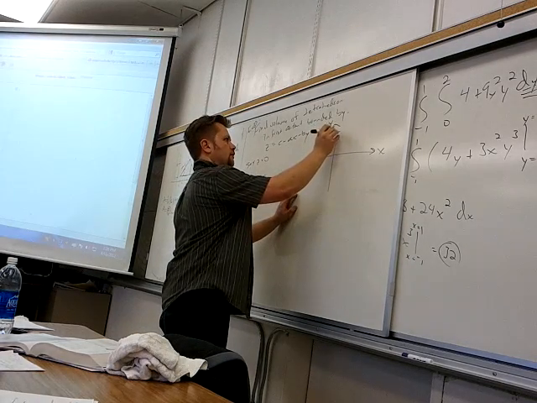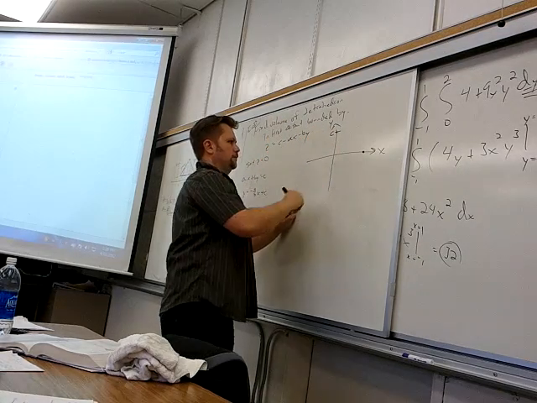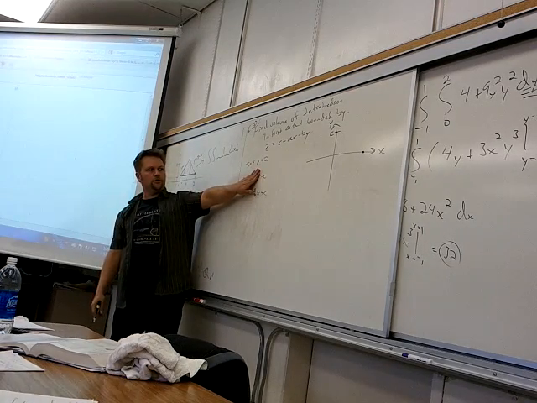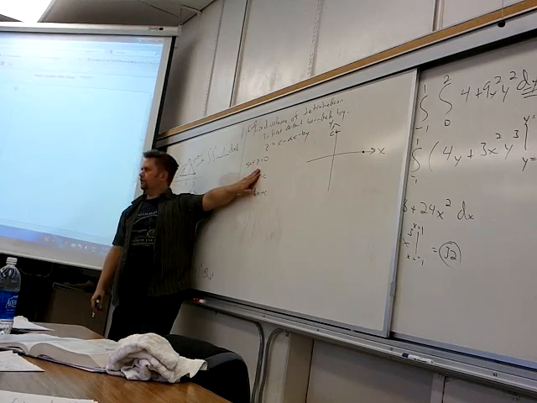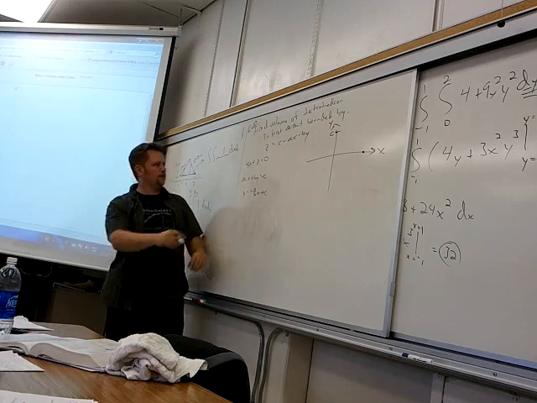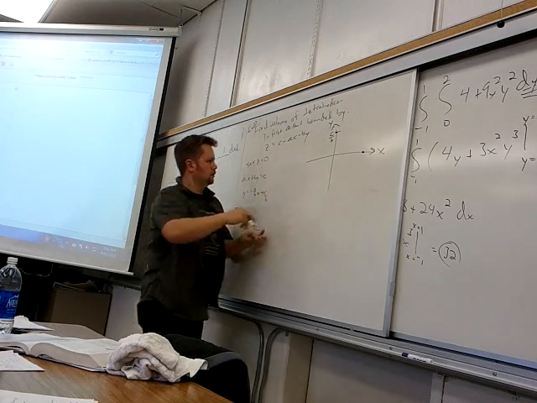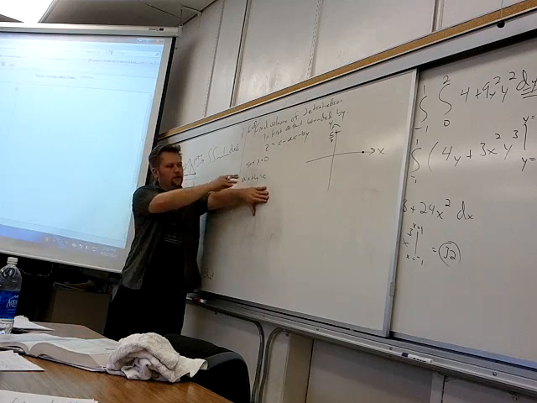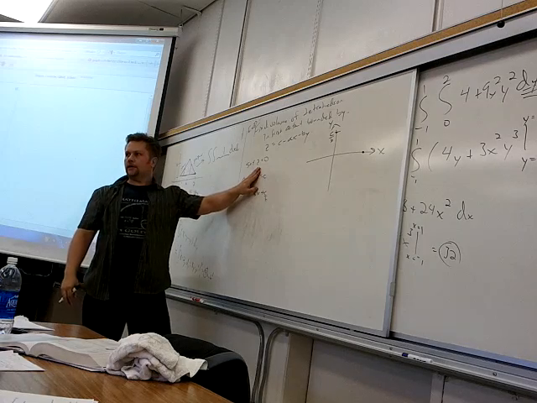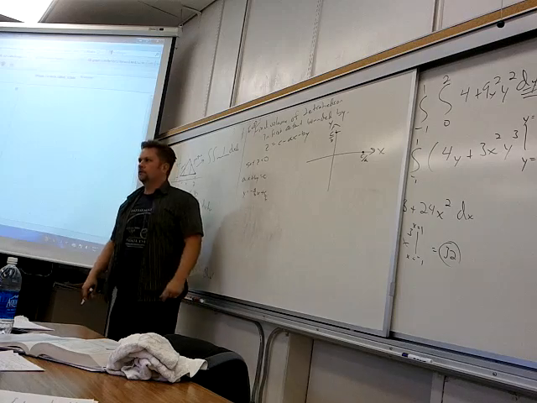So here's c. If y is 0, you get x is c over a, right? If x is 0, you get y is, oh, I didn't divide this by b. That's my bad. So if you set x equal to 0, you get y equals c over b. If you set y equal to 0, you get x equals c over a. So that's the x-intercept.